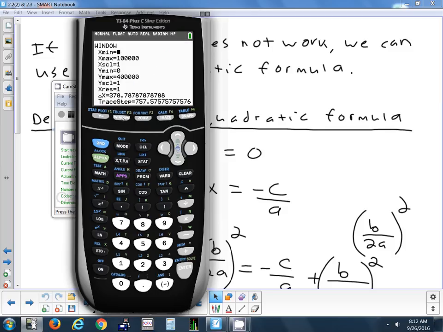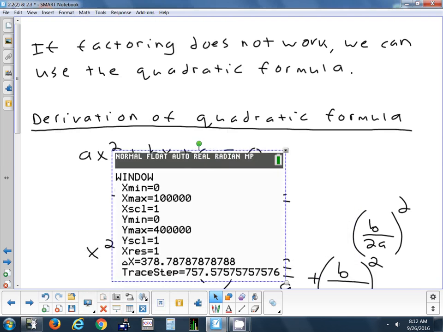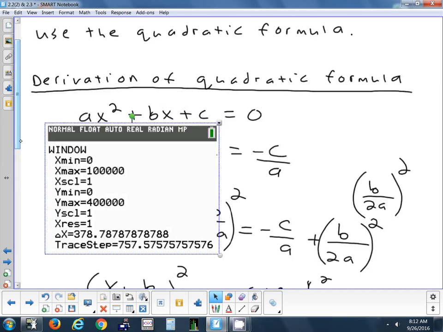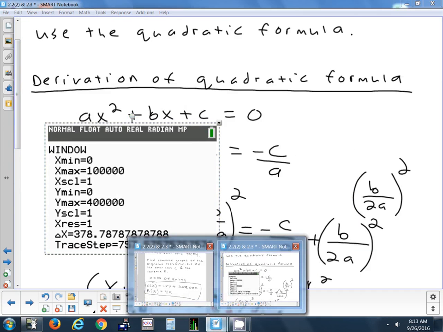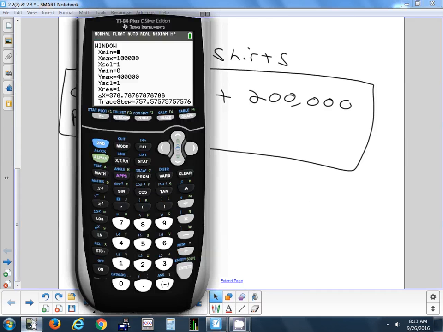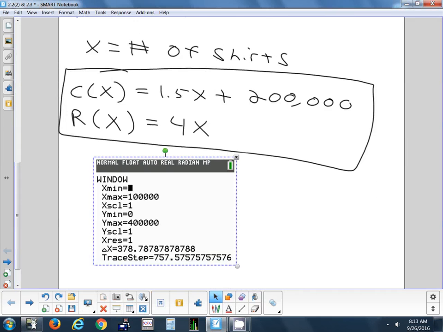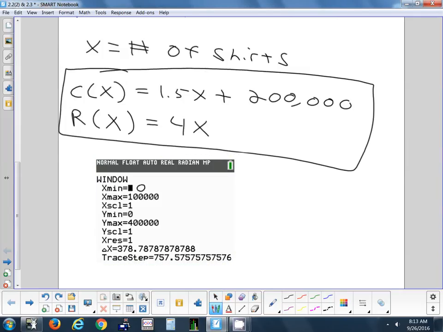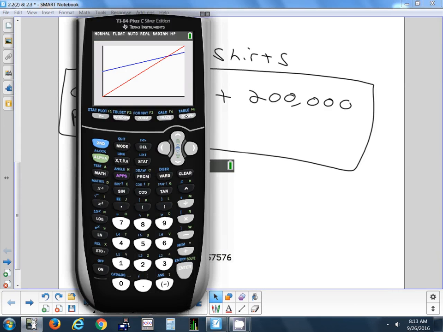Okay, so as far as finding a complete window, there is, let's put it on the screen. Here is your complete window. That was zero. Okay. Any questions on that graph?